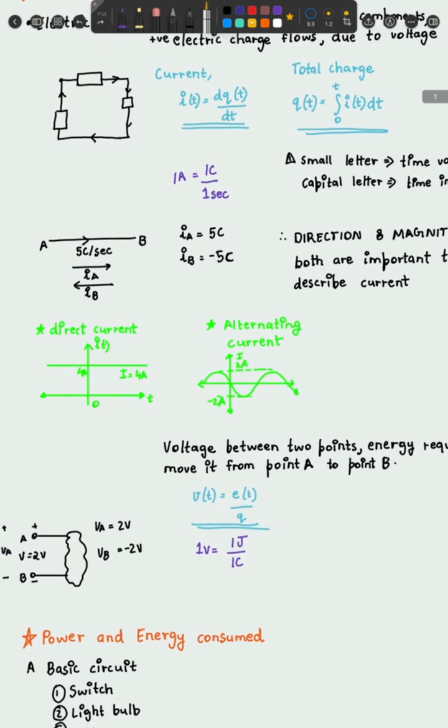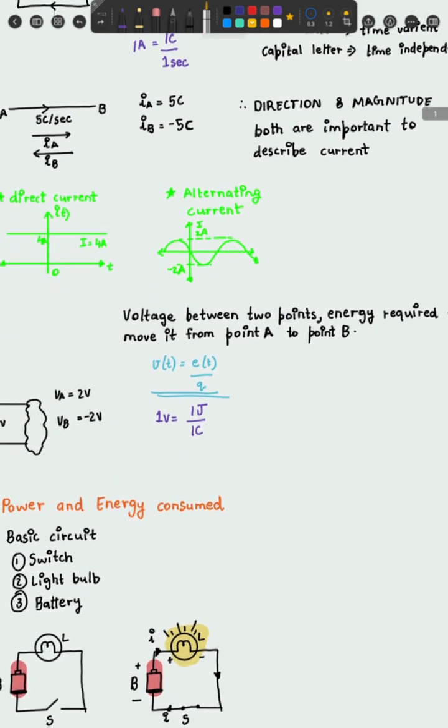Okay, this is a time versus current graph. For direct current, the current will remain constant. It is represented by a capital letter. Alternating current is going to be a sinusoidal wave, and we have other ways of representing it, which we will come to know later. This is the current.